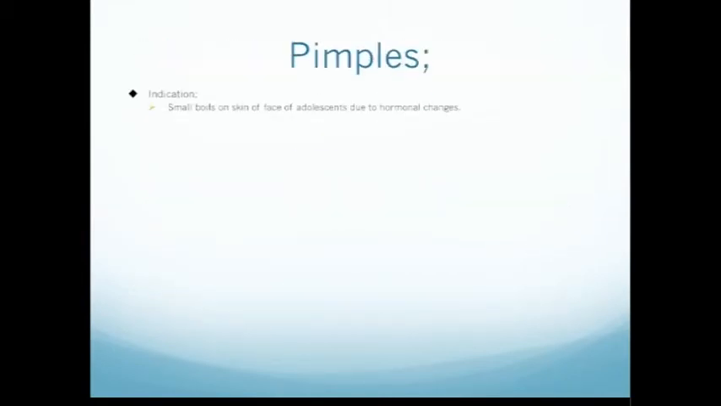Pimples, acne. There are small boils in the skin in the face of adolescence due to hormonal changes. Antitart 30 can be helpful. These are for pimples that leave behind bluish-red marks, constant sleepiness, craving apples and sour foods.